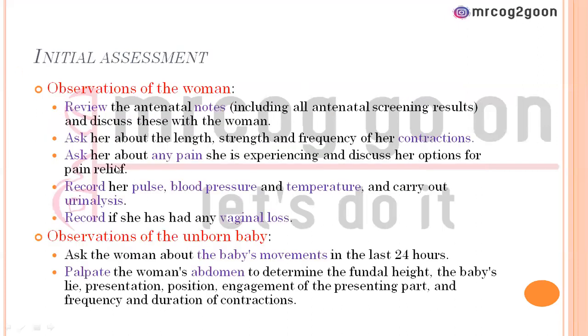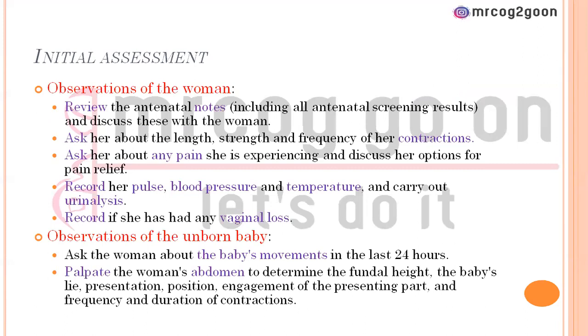Initial assessment: observation of the woman and observation of the unborn baby. We have 2 persons. We are not dealing with a single soul; we are dealing with 2 souls. So we are looking at the woman and looking at the fetus as well.